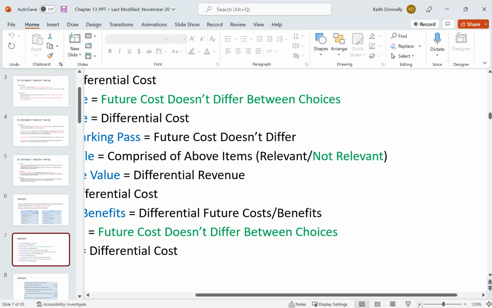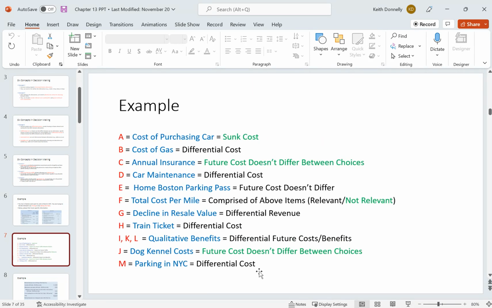Now, if we go through and we look at these items, right, to see if they're relevant or not relevant, we're going to go through and give them some teeth here to kind of examine this, all right? So A, the cost of purchasing the car. Well, that's going to be an irrelevant sunk cost. In other words, hey, we already spent the money on the car. The fact that the car cost us X or we bought it in the past should not affect our future decisions. The cost of gas, that is going to be a relevant cost.